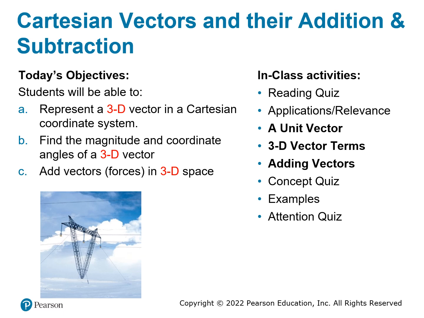system, that is x, y, and z. How do you find the magnitude and coordinate angles of a three-dimensional vector? For the angles, we are going to have the angle between x, y, and z axes. And how do you add vectors, especially forces, in three-dimensional space?